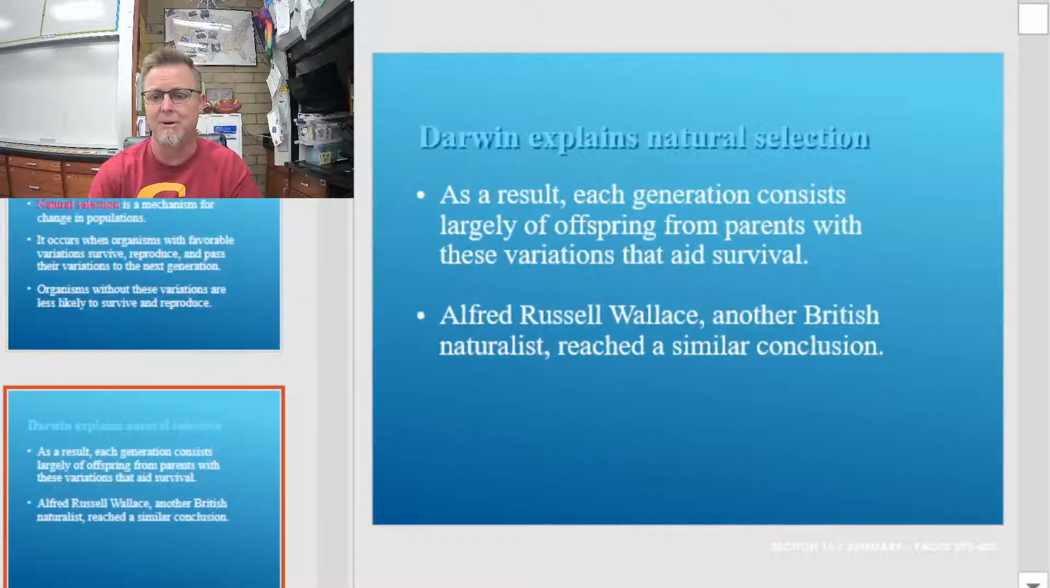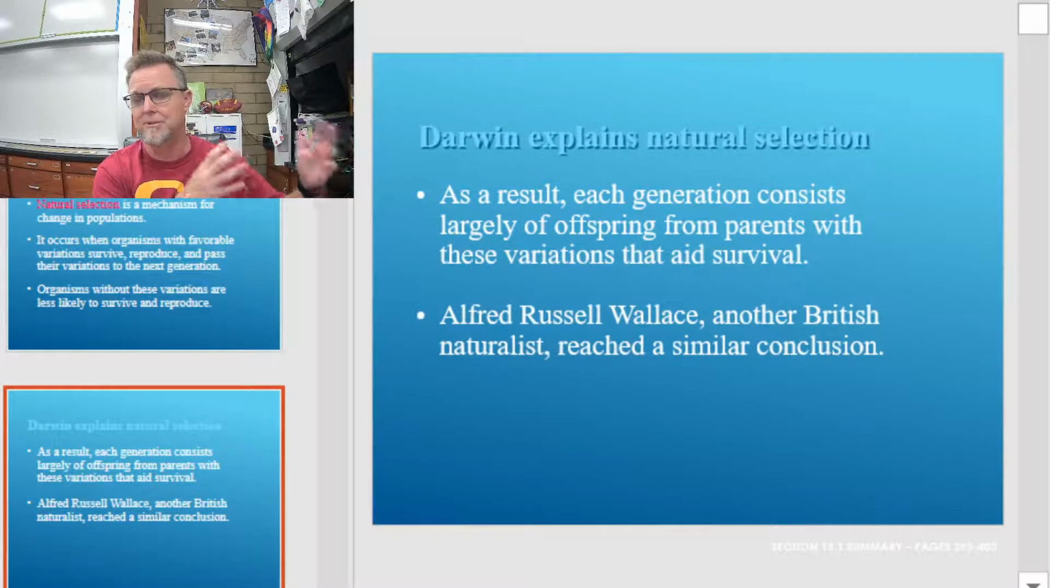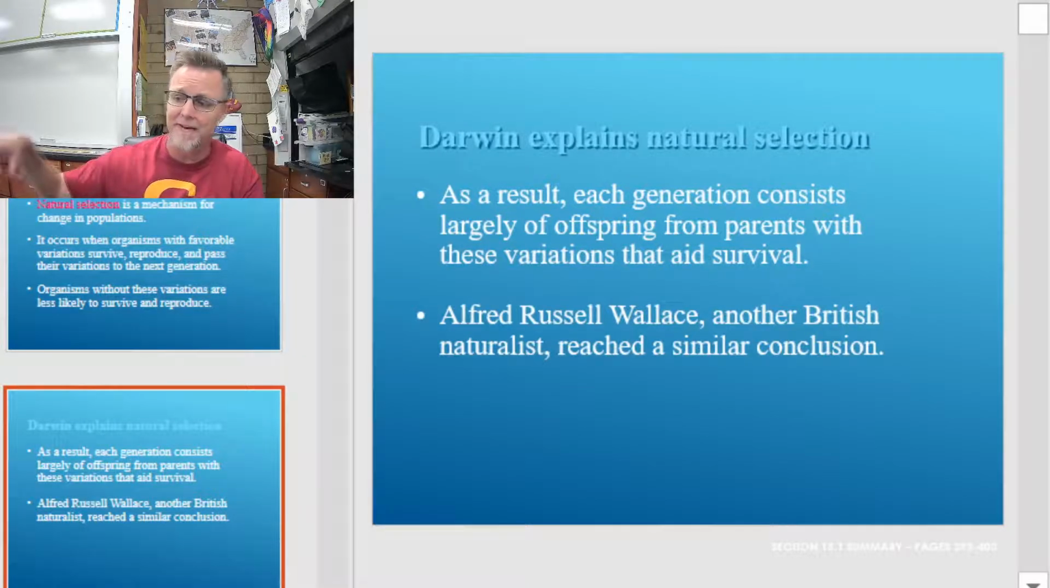That's the sad part. So as a result, favorable adaptations versus non-favorable adaptations, whatever you inherit, each generation will consist largely of offspring from parents with just those favorable variations that aid in survival. So over time, all those lazy squirrels, all their genetics will be gone and you'll just have a whole field full of industrious squirrels.